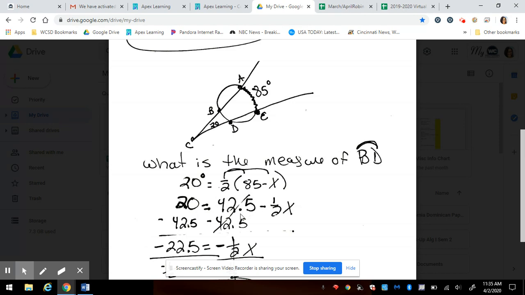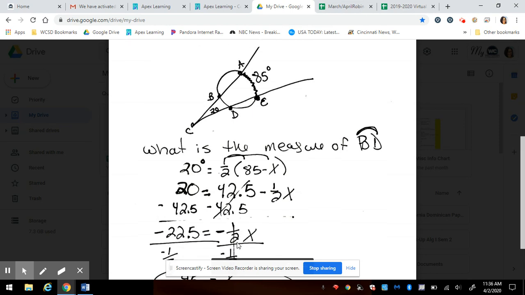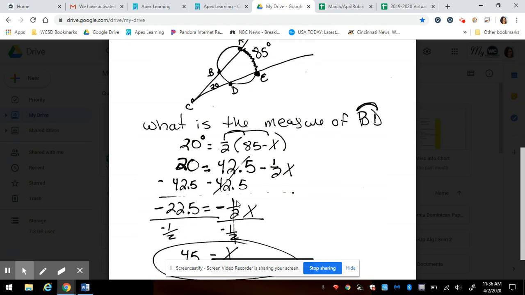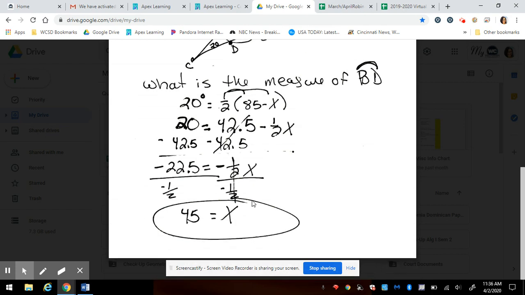Now, we know that we have to get our x's on one side, so we're going to have to subtract 42.5 from both sides. Well, 20 minus 42.5 gives us a negative 22.5. So a negative 22.5 equals a negative 1/2 x, because we brought that down.